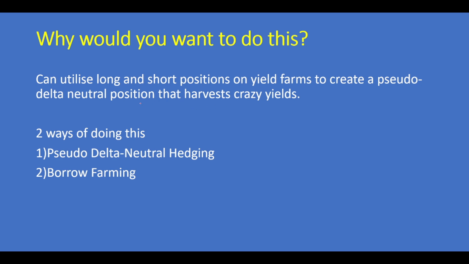There are two ways of doing this. We have pseudo delta neutral hedging, and the second method is called borrow farming. There are probably lots of different names for these particular strategies, but I'm just taking what Francium is calling them, and I think it's easier because I'm using that platform today. If I call it the same thing, it'll be easier for you to understand what's going on. But Alpaca Finance might call it something different, Alpha Homora might call it something different, so just keep that in mind.